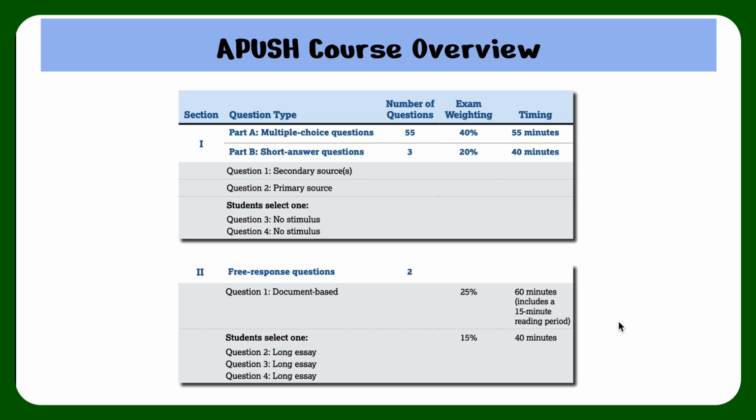55 multiple choice questions, which is about a minute per question, and most of the questions have some sort of image, a graph, a map, or a quote that you then analyze. Followed by 3 short answer questions. You'll get 40 minutes for those. And effectively, in each of the short answer questions, there are 3 smaller questions embedded. Then you get a short break, and then you get 2 essays.